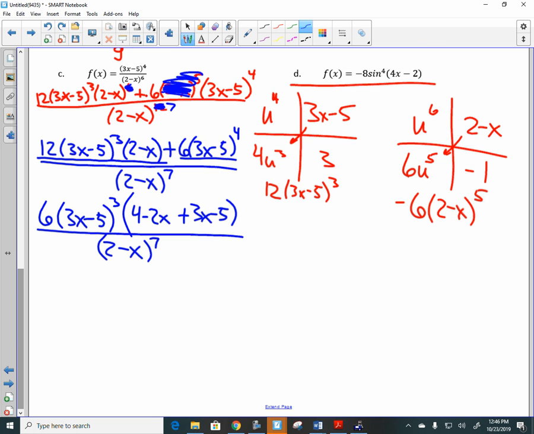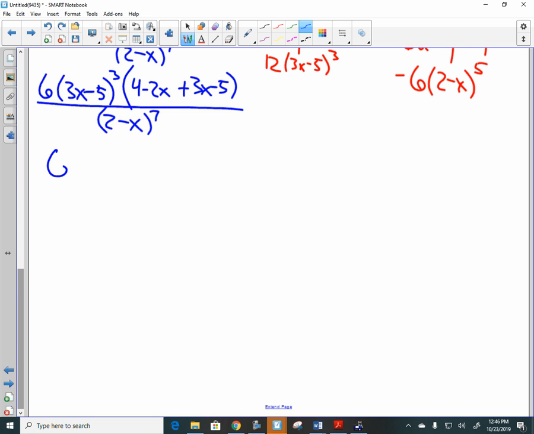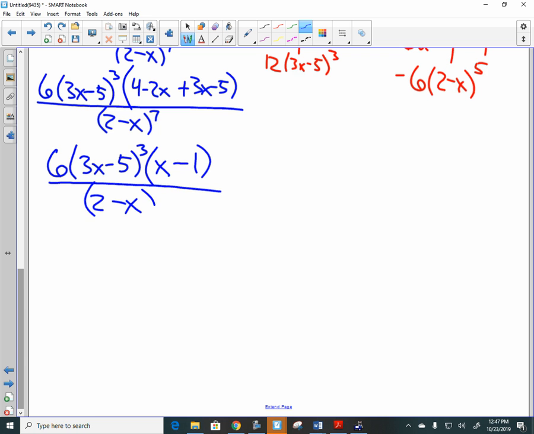So what could I combine together? Yeah, the 4 and the negative 5 make negative 1. And the 3x and the negative 2x make 1x. So I'm going to write it as x minus 1, all over 2 minus x raised to the seventh power.